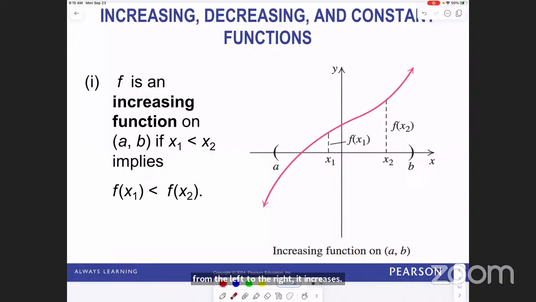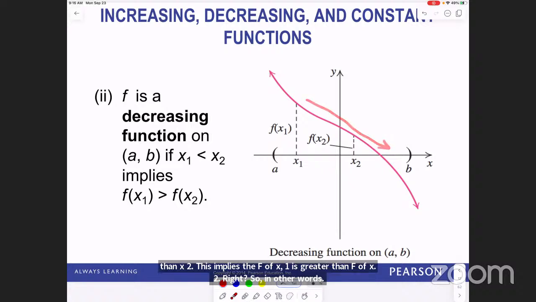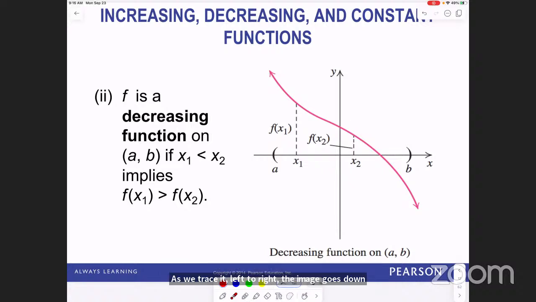So if we can talk about increasing, then we can talk about decreasing, all right? A decreasing function on an open interval (a, b): whenever x1 is less than x2, this implies that f of x1 is greater than f of x2, right? So in other words, as we trace it left to right, the image goes down. We call this a decreasing function.